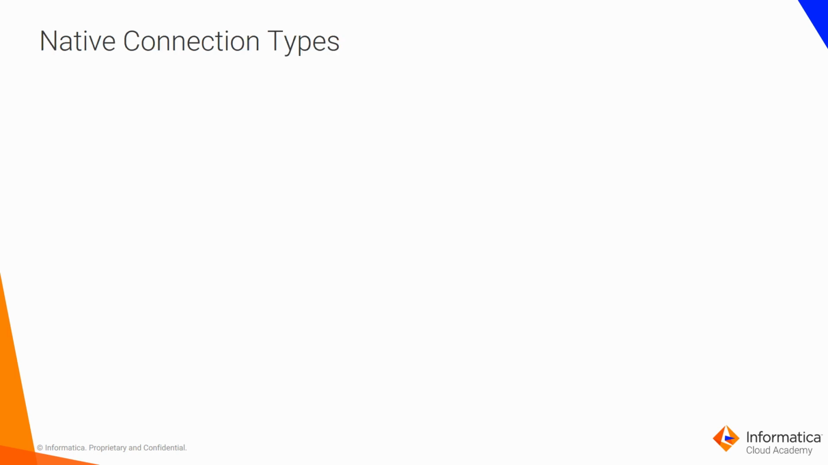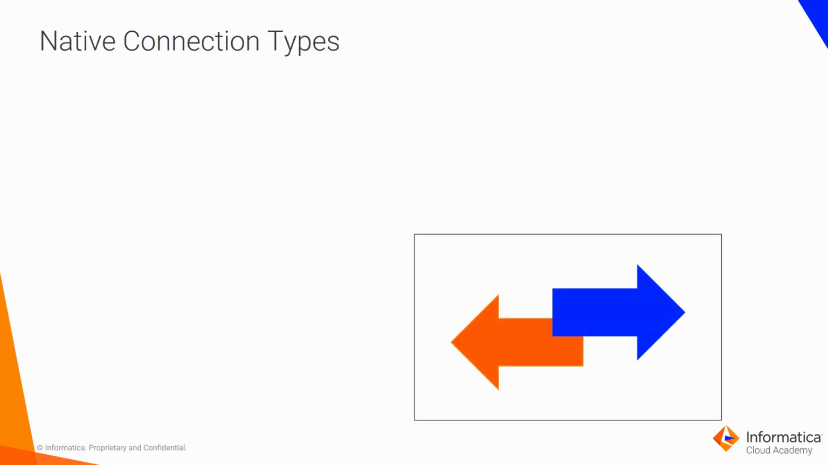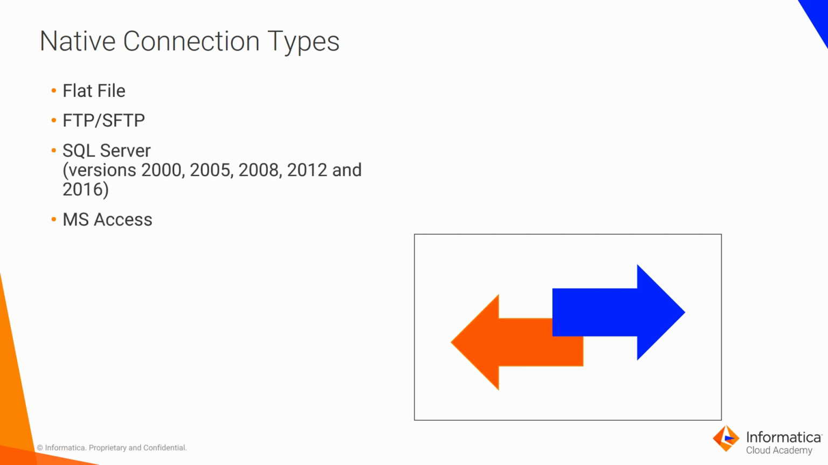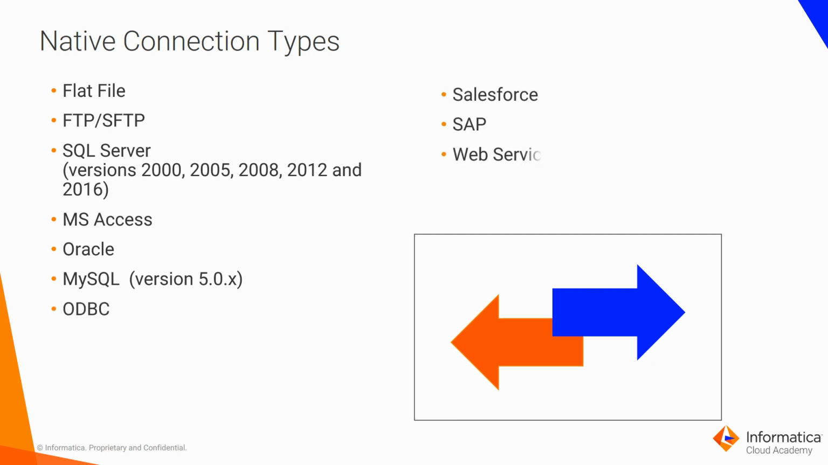So here are the native connection types in Informatica Cloud. Flat file, FTP, and secure FTP. These functions are very similar to flat file, and the only difference is that the file is on a remote machine. SQL Server, Microsoft Access, Oracle, MySQL, supporting versions 5.0 and above. ODBC, Salesforce, SAP, Web Service, and Microsoft Dynamics CRM.